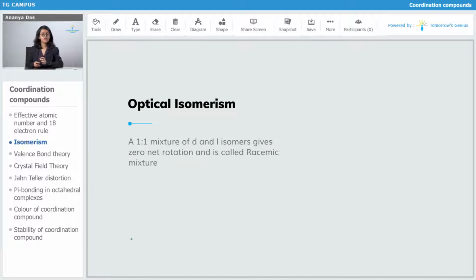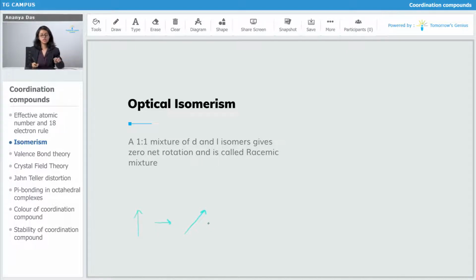Now if you have a mixture of dextrorotatory and levorotatory in an equal amount, that mixture will have a zero net rotation and it will be called a racemic mixture. See, this is your plane polarized light. Let's say you have a dextrorotatory mixture. So the dextrorotatory mixture is going to rotate the plane polarized light by 60 degrees towards the right.